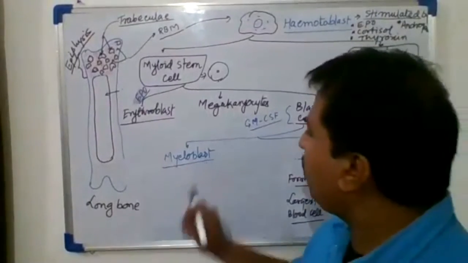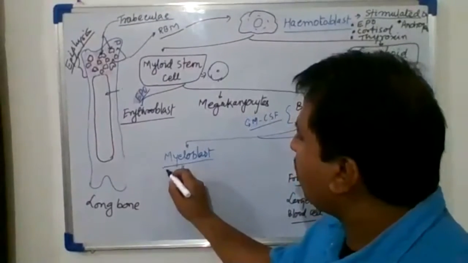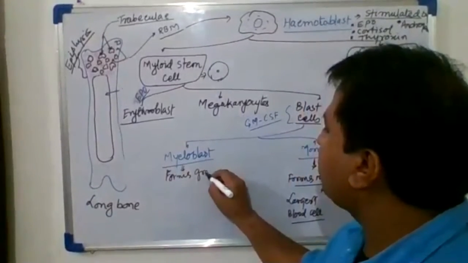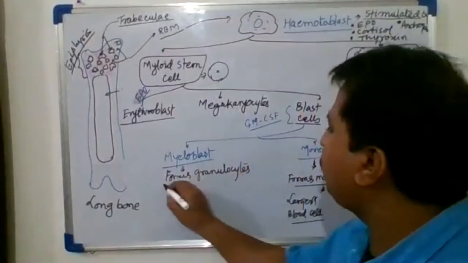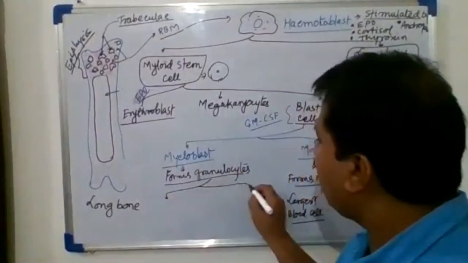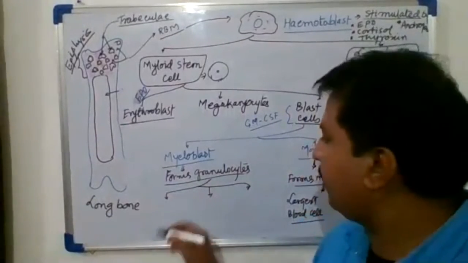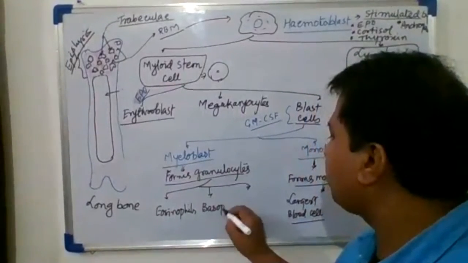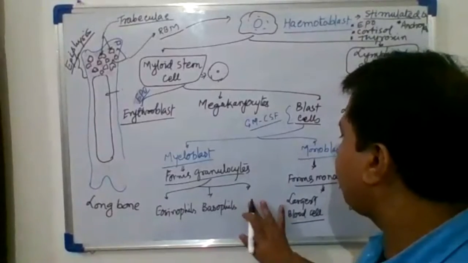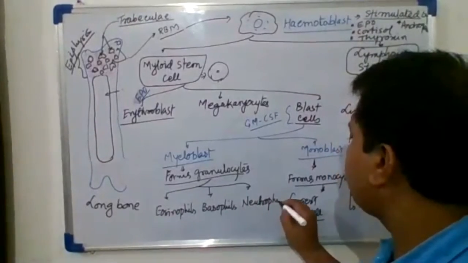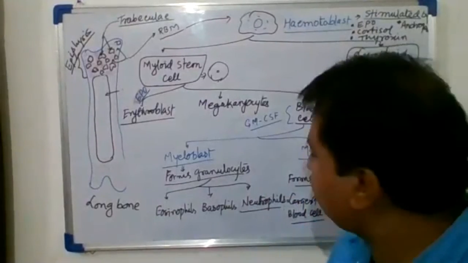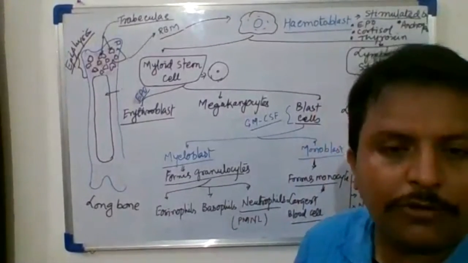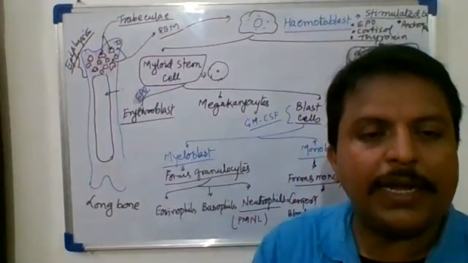Now myeloblast will form the actual granulocytes. And what are these granulocytes? Do you know? These granulocytes are eosinophils, basophils, and neutrophils. Neutrophils are also known as PMNL, polymorphonuclear leukocytes, meaning they have a multi-lobed nucleus.